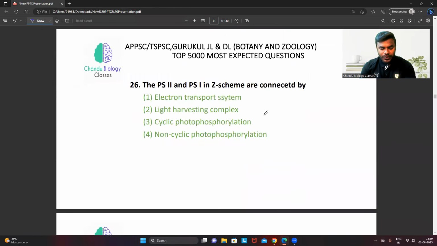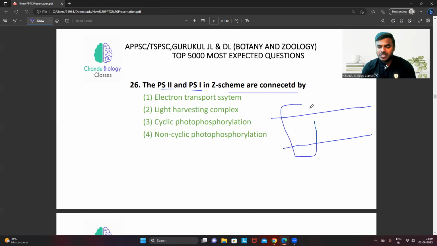Now, question number 26. PS2 and PS1 in Z scheme are connected by. In the morning class, I explained it to all the students. This is the thylakoid membrane. And suppose this is the photosystem. And inside the photosystem, what is present? I told all of you.